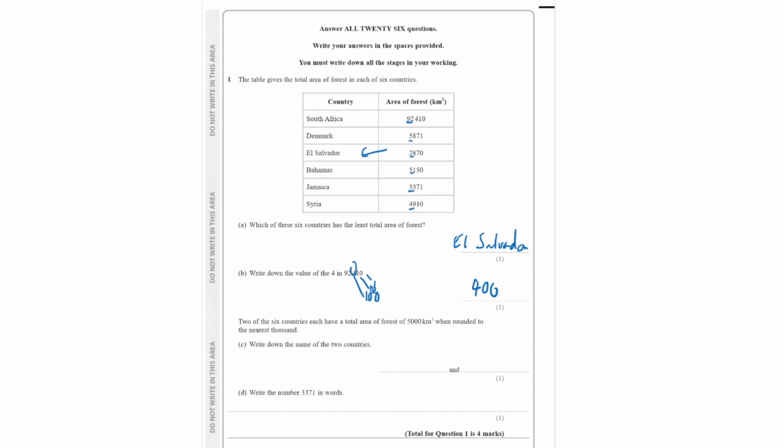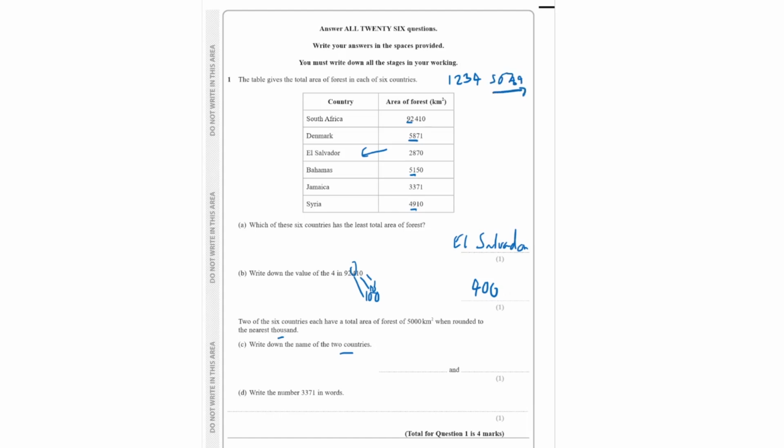Two of the 6 countries each have a total area of 5,000 kilometers squared when rounded to the nearest thousand. Write down the name of the 2 countries. So first off, I can see here which values are close to 5,000. So here we have 5,871, we have 51,050, and 49,010.